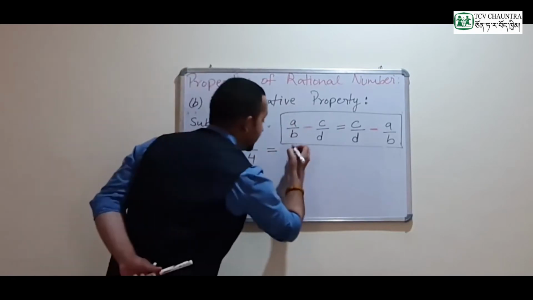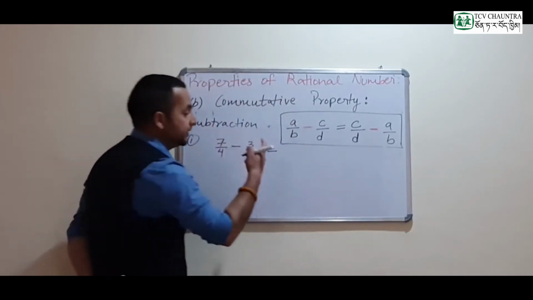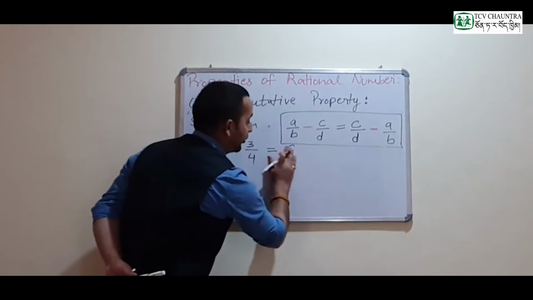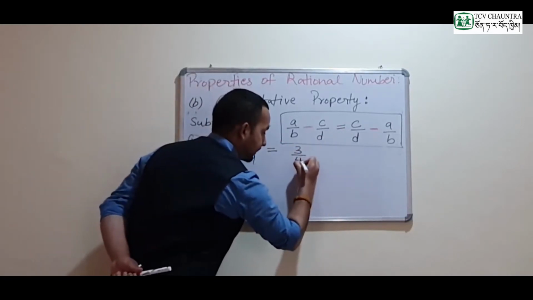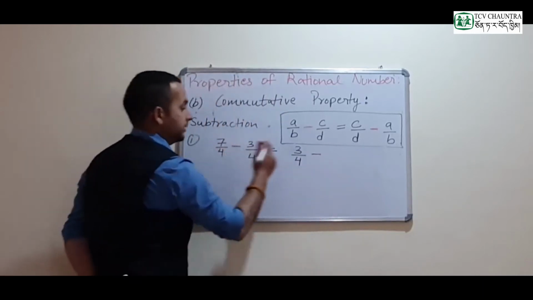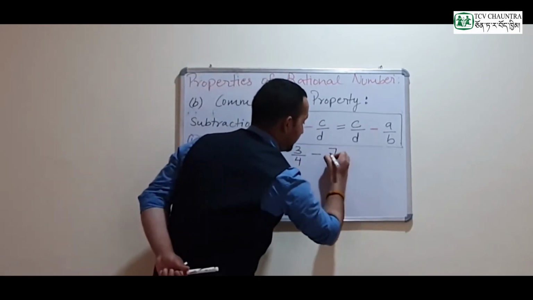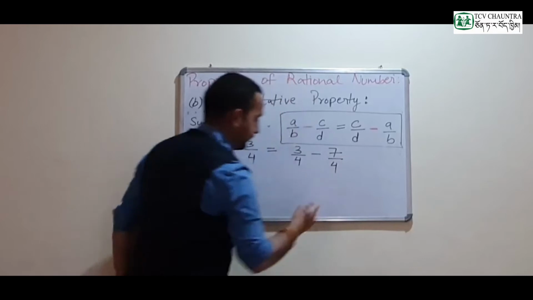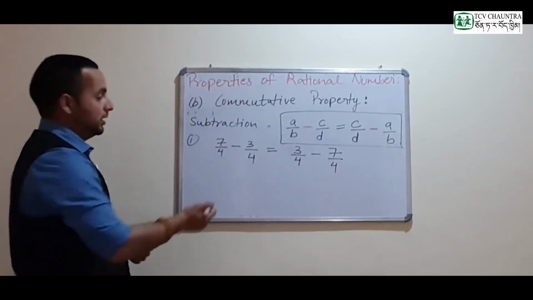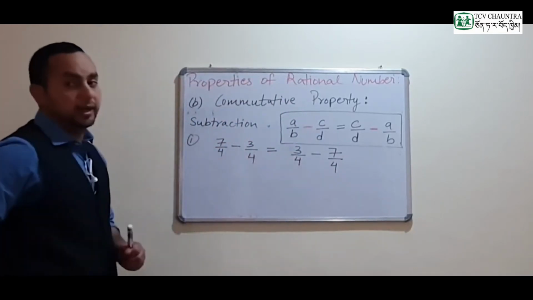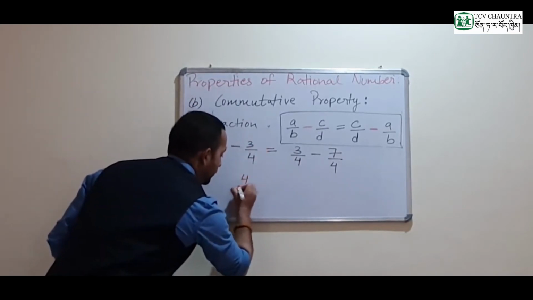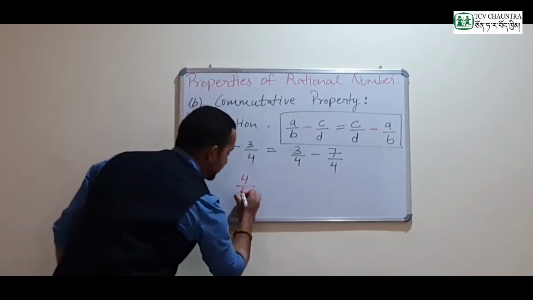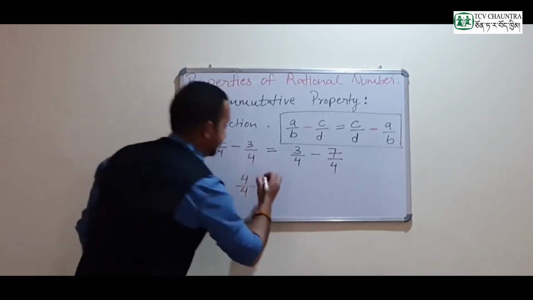We are verifying whether these two are the same or not. So now in place of c upon d, we are writing 3 upon 4 minus, and in place of a upon b, we are writing 7 upon 4. Now we are going to test whether the left hand side and right hand side are the same or not. So 7 minus 3 is 4, and denominator 4 because it's common.